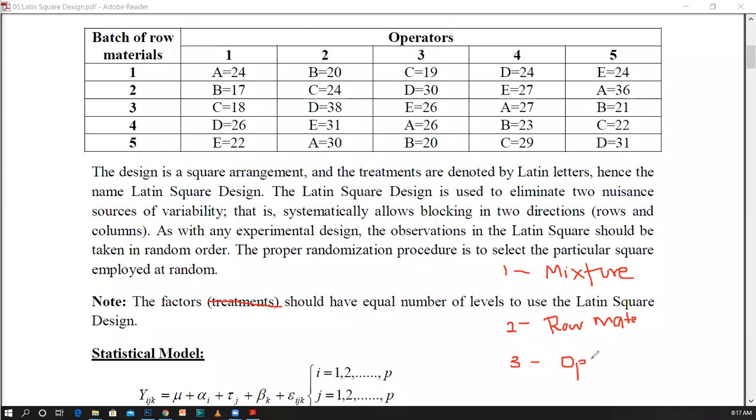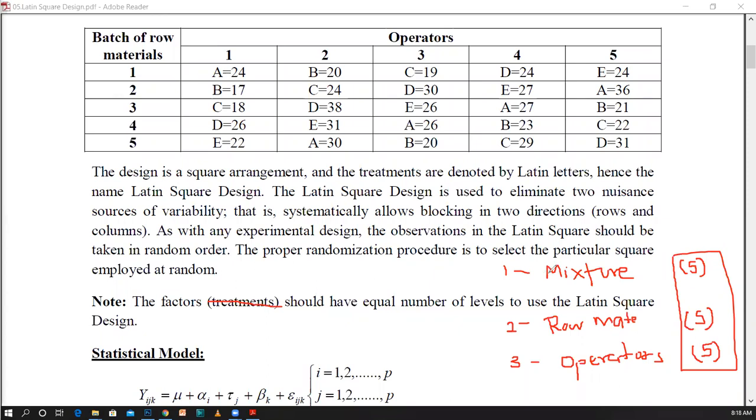Now if you see the levels, how many levels are in the mixture? We had 5 levels, because we have tested 5 different mixtures, and there were 5 batches of raw materials. Therefore, this value is also equal to 5, and there were 5 operators also. Since it is also equal to 5, the operator number is equal to 5. Now you can see that all three factors have an equal number of levels. That is why we can apply this Latin square design. If the levels are not equal, then you cannot apply this design.